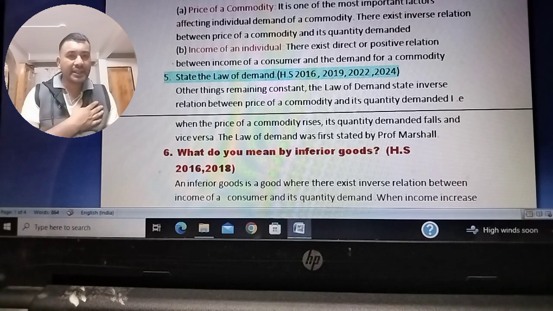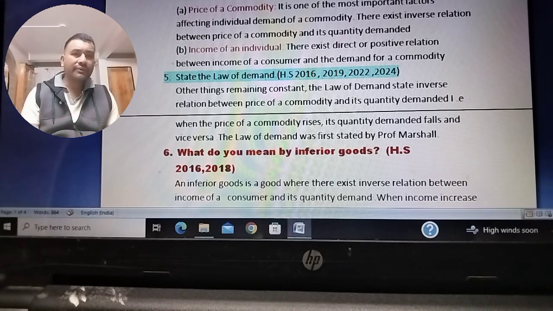The two factors affecting individual demand of a commodity are the price of the commodity and the income of the individual. Price of the commodity is one of the most important factors. There exists an inverse relation between the price of the commodity and its quantity demanded. Income of the individual is also an important factor. Usually, there is a direct or positive relation between money income of the consumer and its quantity demanded. But if the good is an inferior good, then there exists an inverse relationship.